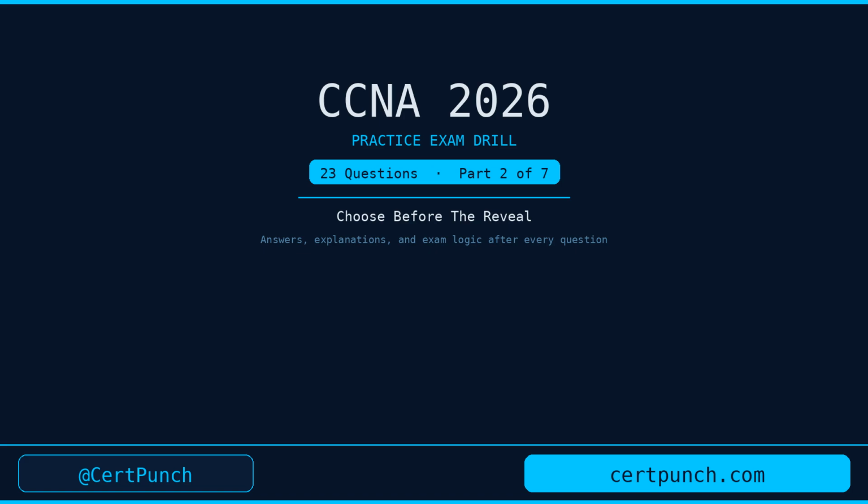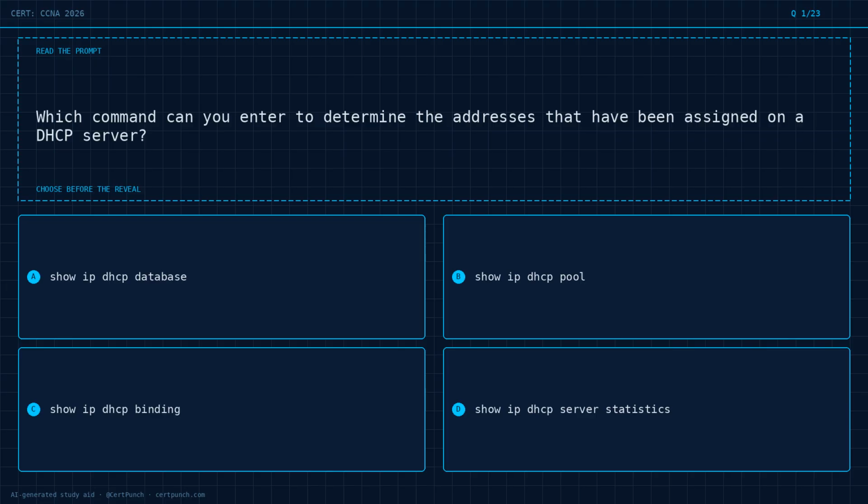First question is up now. Question 1 of 23. Which command can you enter to determine the addresses that have been assigned on a DHCP server? Option A, show ip dhcp database. Option B, show ip dhcp pool. Option C, show ip dhcp binding. Option D, show ip dhcp server statistics. Choose the best answer before the reveal.